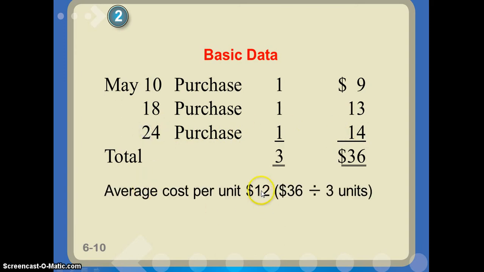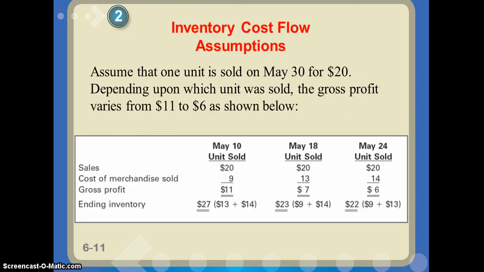Our average cost per unit we can calculate at $12. You'll see you take $36 divided by 3 units. On average, it costs us $12 per unit. So we're going to assume that on May 30th, we sell 1 item for $20. Depending on which unit was sold, the gross profit is going to vary. If we take a look at sales, it's always $20 because we sold it for $20. Cost of merchandise sold is going to be what changes.